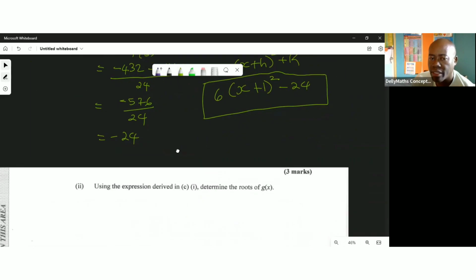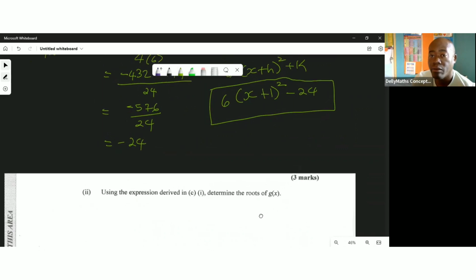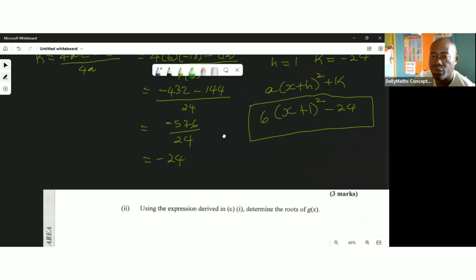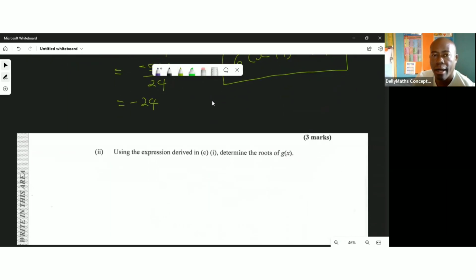So the next part is using the expression derived in C(i) to determine the roots. To determine the roots from this, that means we want to solve, all right? So we're going to be using this to solve our quadratic. So then we're saying that we have 6(x + 1)² − 24 equal to 0, because when you're solving the quadratic, we equate that to 0. So then we're taking our time to work, all right?